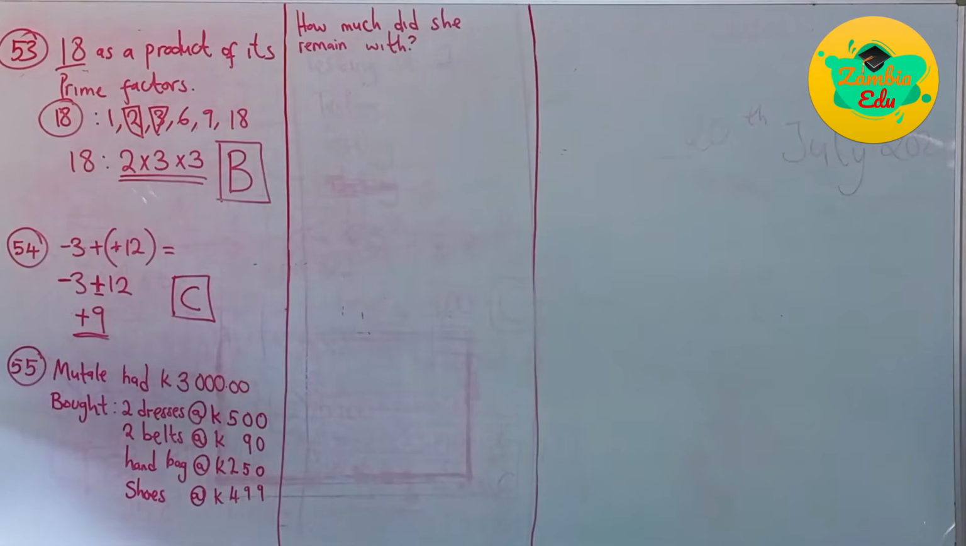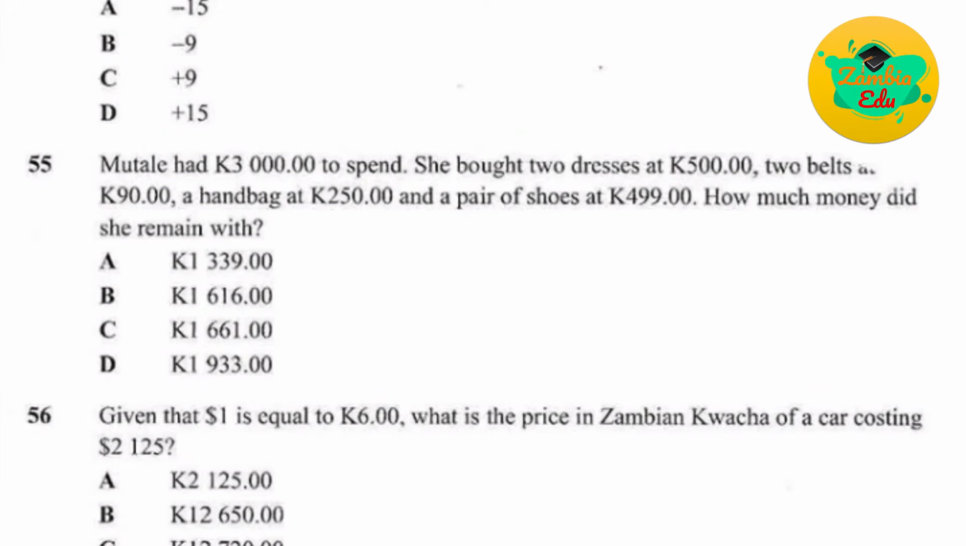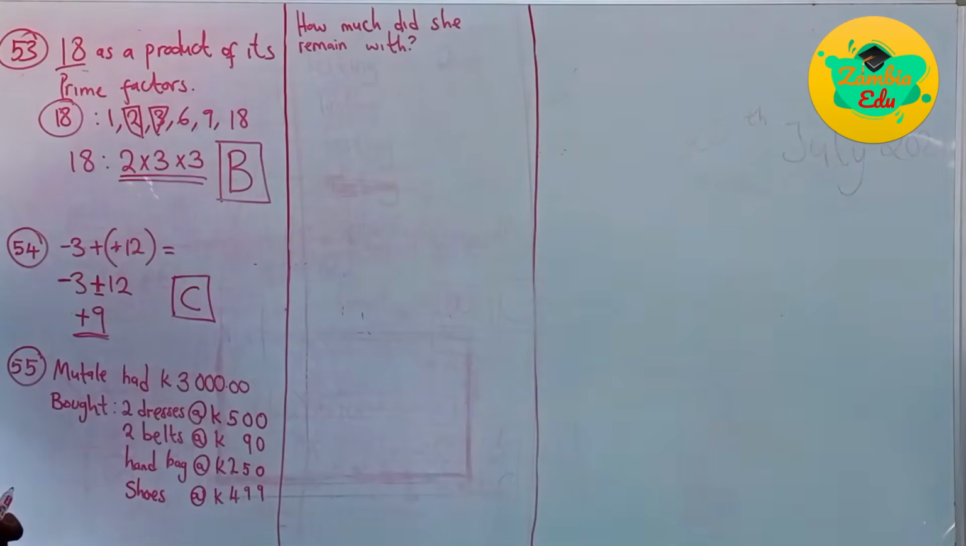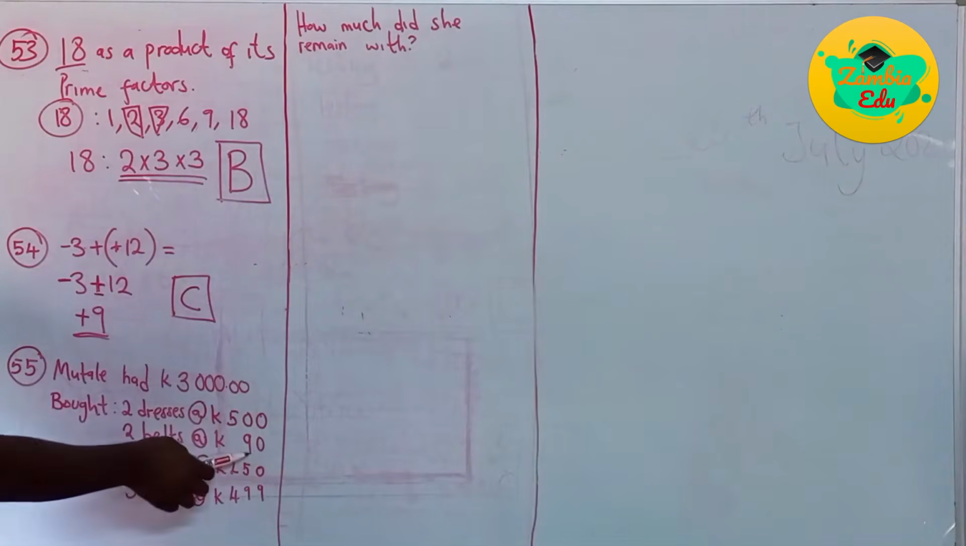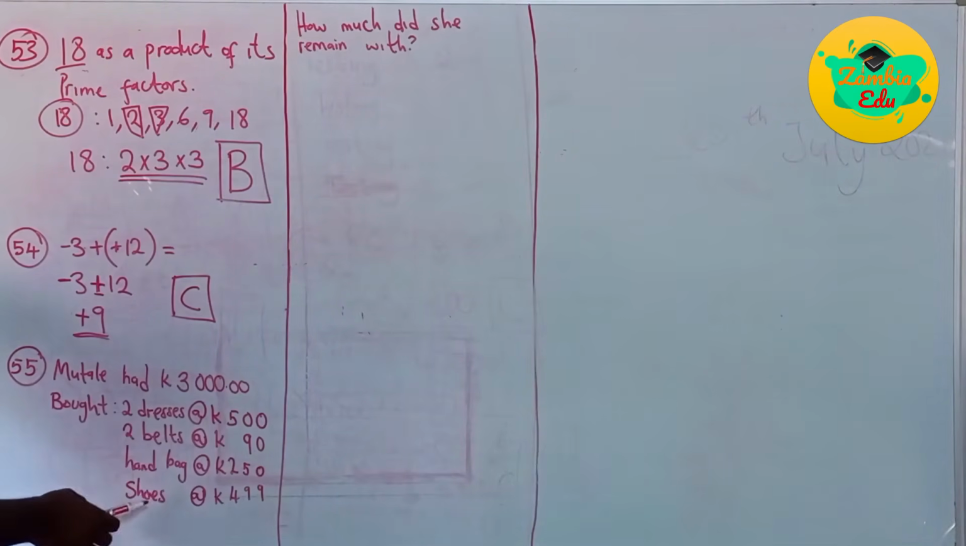Question 55 says, Mutale had 3,000 kwacha to spend. She bought 2 dresses at 500, 2 belts at 90 kwacha, a handbag at 250 kwacha, and a pair of shoes at 499 kwacha. How much money did she remain with? So Mutale here had 3,000 kwacha. She bought 2 dresses at 500, 2 belts at 90, a handbag at 250, and shoes at 499 kwacha.